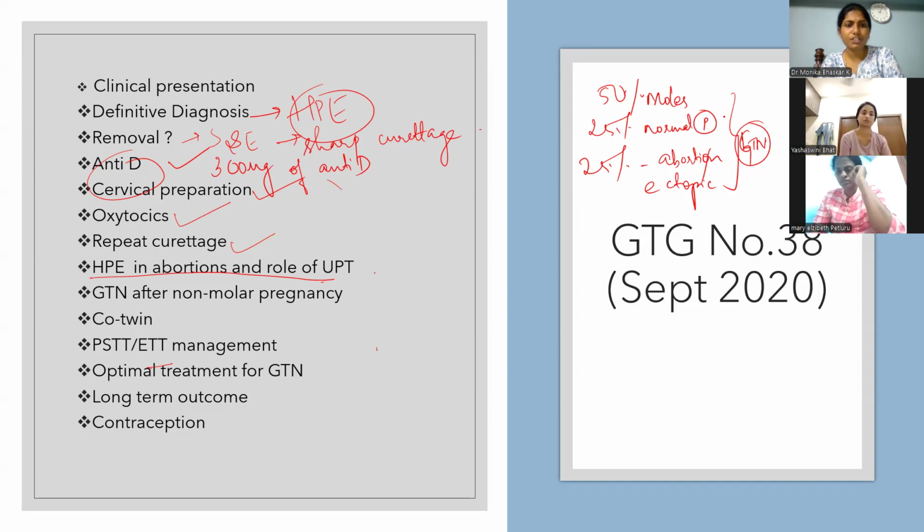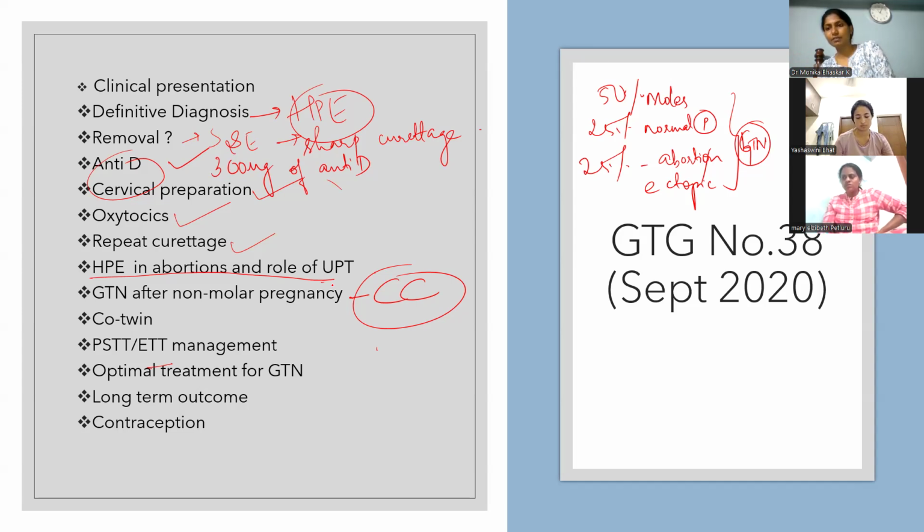So GTN after a non-molar pregnancy. Usually after a non-molar pregnancy, that is after a normal pregnancy or after an abortion, it is always choriocarcinoma. So this is a golden rule. In GTN, there is invasive mole, choriocarcinoma, placental site trophoblastic tumor, and epithelioid trophoblastic tumor. So after a non-molar pregnancy, if there is GTN, it is definitely choriocarcinoma. The other three are only sequelae of molar pregnancy. Understood?